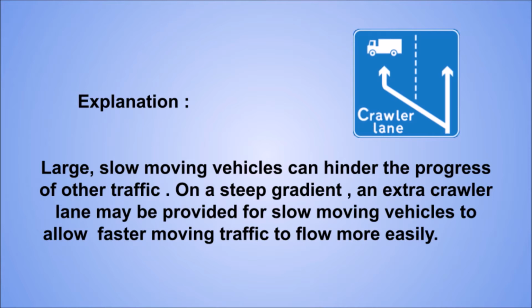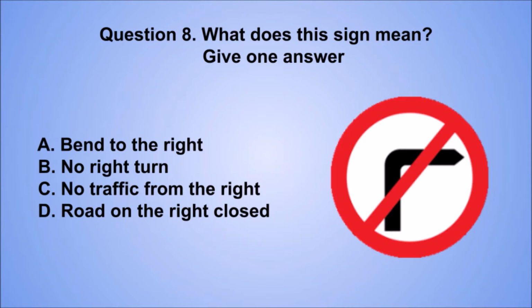Explanation: large, slow-moving vehicles can hinder the progress of other traffic. On a steep gradient, an extra crawler lane may be provided for slow-moving vehicles to allow faster-moving traffic to flow more easily.